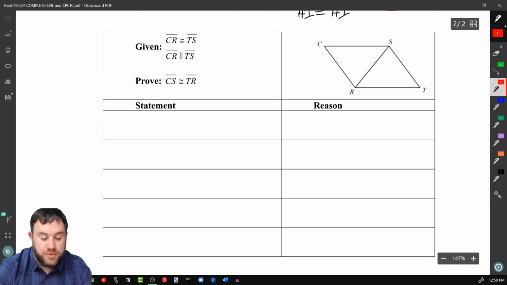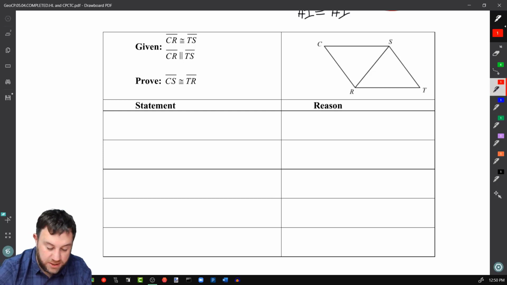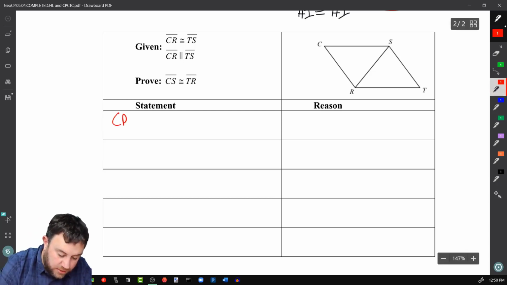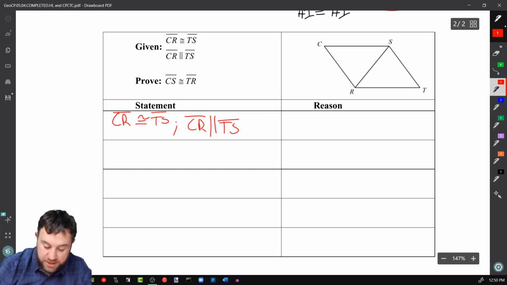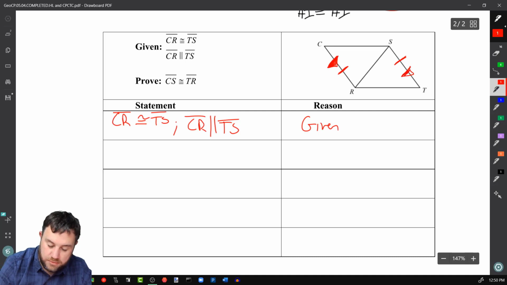So let's run through one more proof for the day and then we'll be done. CR is congruent to TS and CR is parallel to TS. So they're congruent and parallel. Let's mark things. So they get hash marks and they get a triangle for their parallel.